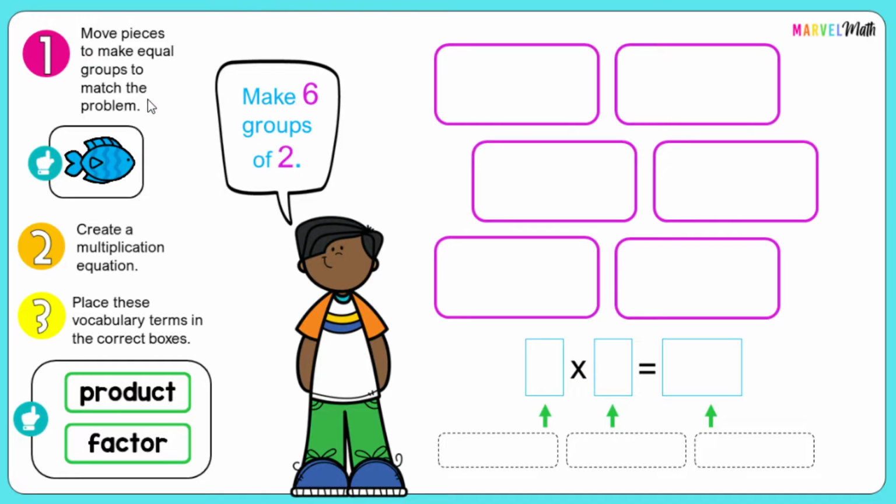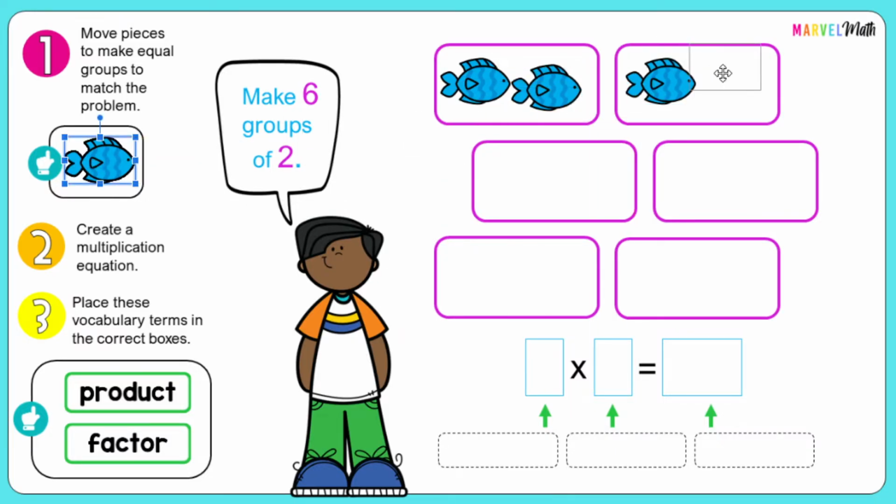So the first step is to move pieces to make equal groups to match the problem. So our problem is right here. Make 6 groups of 2. So you can see we have 6 groups and we're going to use these fish to make groups of 2. That means I'm going to put 2 fish in each group. So you can drag them one by one over there.